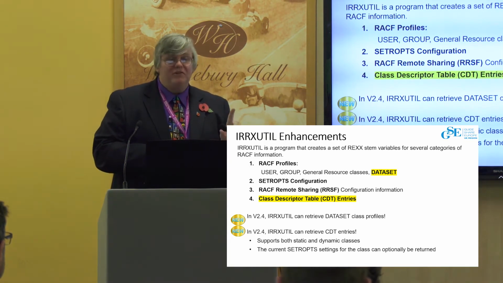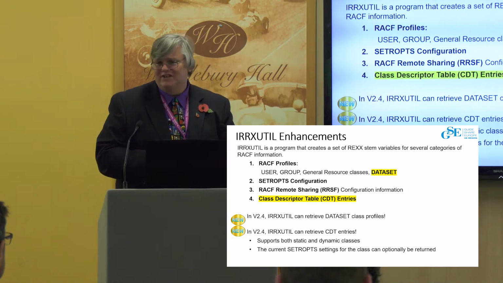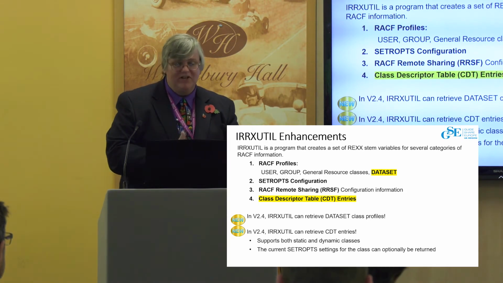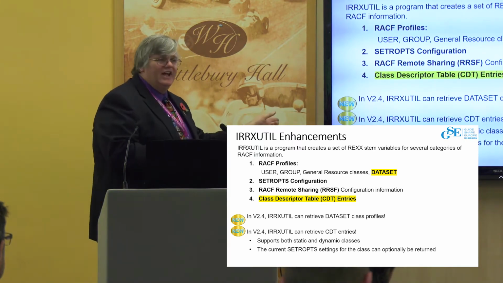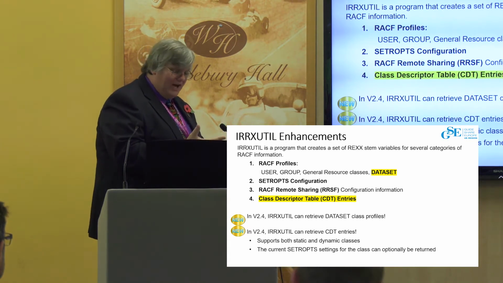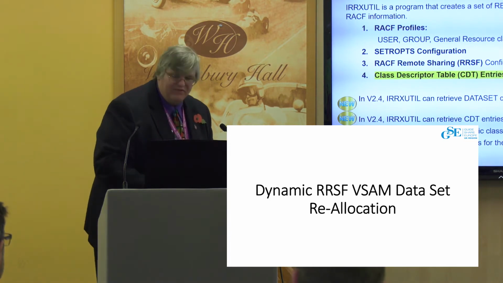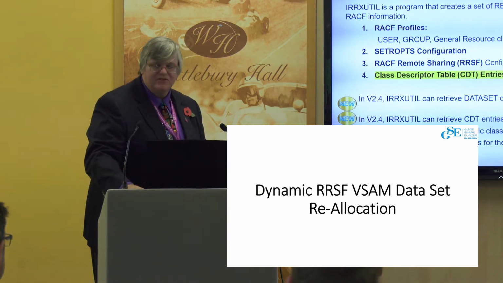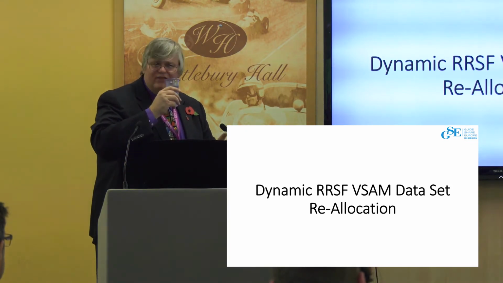But in addition to that, we've updated IRXUTIL so you can extract information about the class descriptor table. So if you want to go out and find out what classes are active, positive value information, all kinds of stuff like that, you now have a REXX programming interface to go out and get that. And that's nice and huge. And when retrieving information about these CDTs, I'll just point out that it supports both the IBM-defined classes, the static classes, and any classes that you may have defined as dynamic general resource classes. Questions on that before we move on to topic, whatever the number is, next?